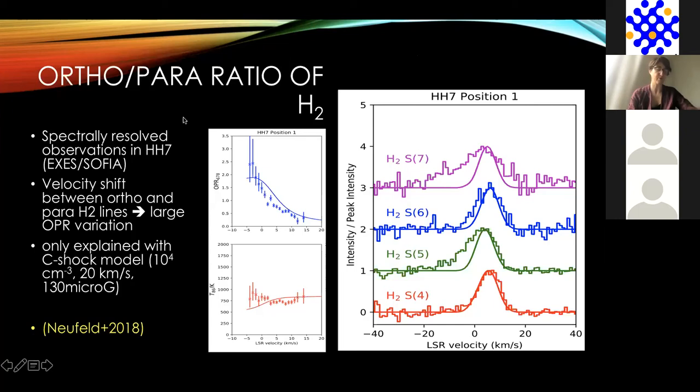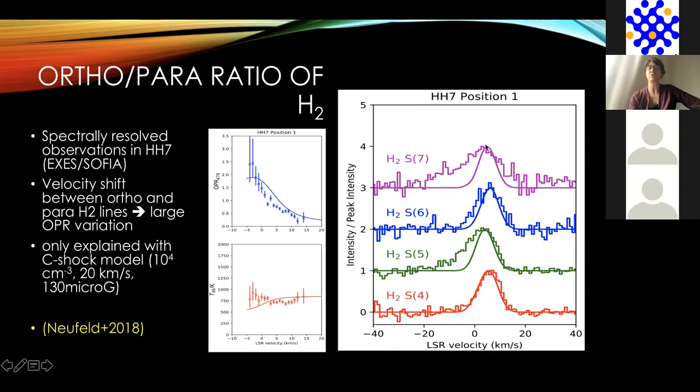Now I'm going to show you an example of the use of the ortho power ratio. So how to describe this? The ortho H2 is the one with the aligned spins of the two protons, and it can only have odd values of J. So these two lines, S of 7 and S of 5, the purple and the green, are lines from ortho H2. And the blue and the red, S of 4 and S of 6, are lines of para H2. And you see that there is a slight velocity shift between the ortho and the para, the odd J and the even J lines.